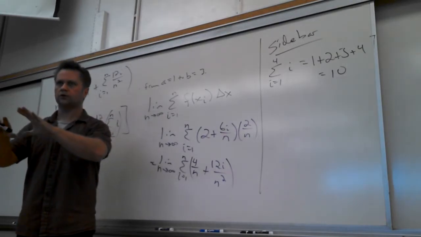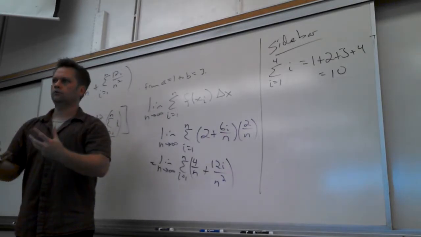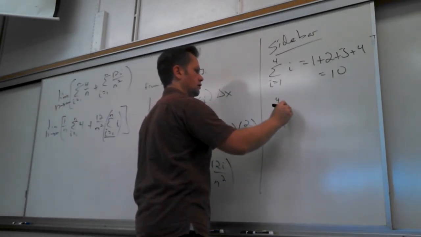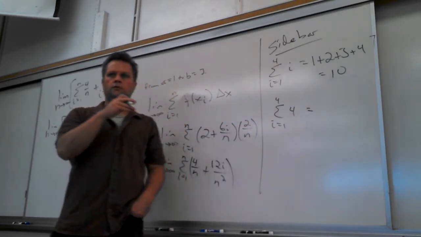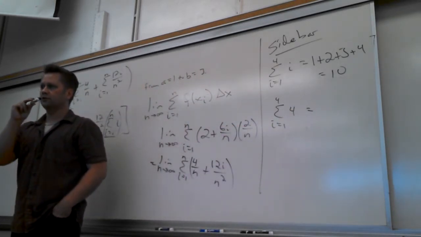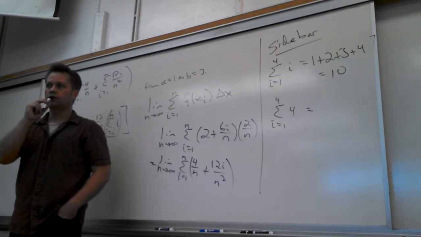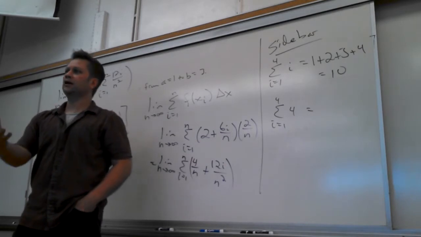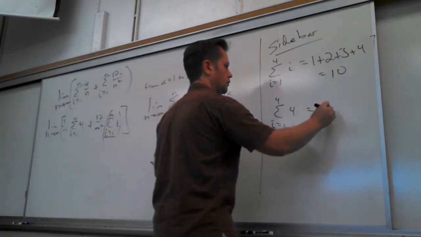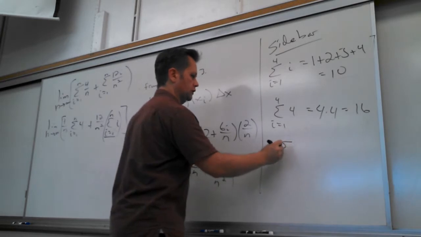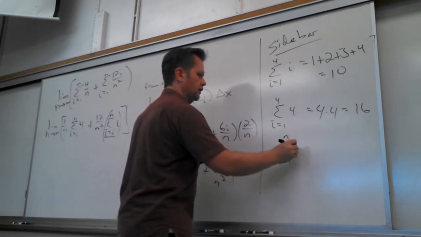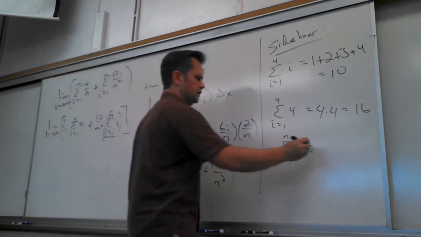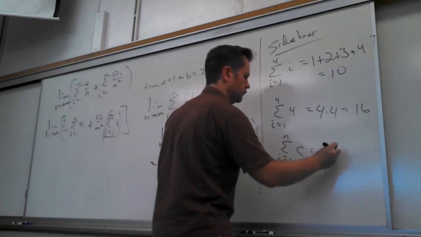I want to make sure everybody remembers what summation notation tells you. Now this sort of becomes silly. You're going to add 4 to itself how many times? 4 times. Isn't that the definition of multiplication? So in general, the sum from 1 to n of any constant c is c times n.